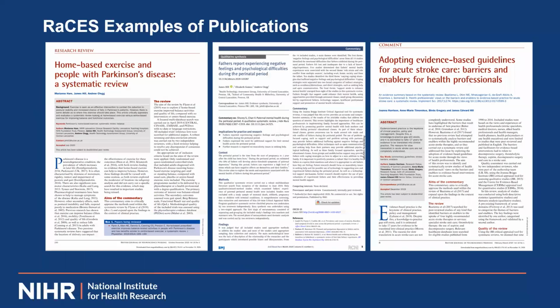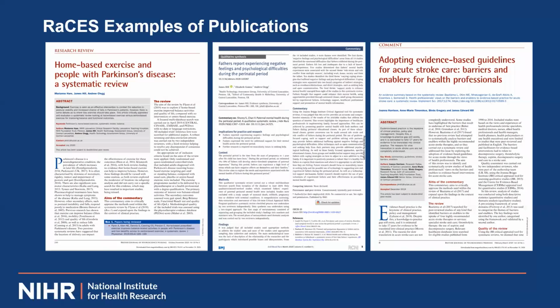Here are 3 examples of published RACES in peer-reviewed journals. As with all published articles, each journal has its own style and may refer to the summaries by different names, for example, commentary or research review. The content of each published article, however, is always informed by the original 2-page summary.